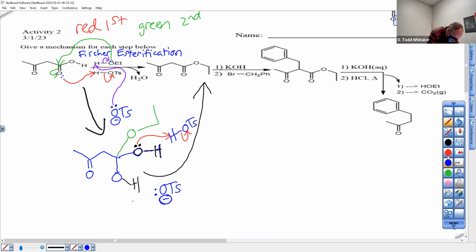It's going to grab that H in step 2, now that you got a really good leaving group. And it's going to leave. You have made an ester. Good job.